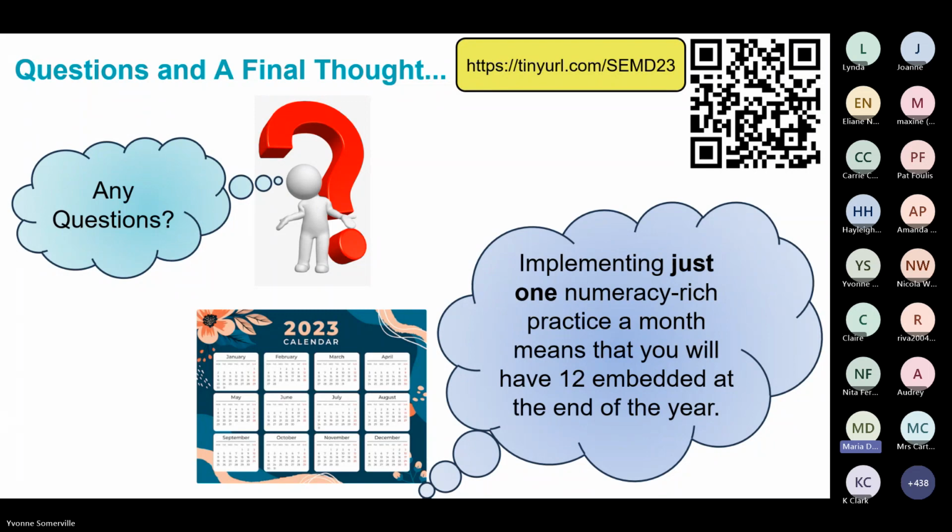But one of the things I wanted you to take away was just thinking about that question or that thought bubble. If we just thought about implementing one numeracy-rich practice a month, in a year's time, you will have embedded 12 numeracy-rich experiences. And even if we were only to do half of that, we're still going to have 6 rich experiences for numeracy that will help embed that learning. So have a wee think about that one.